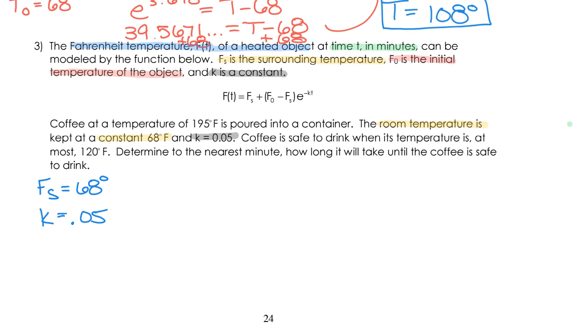Then it says coffee is safe to drink when its temperature is at most 120 degrees. So that could be the temperature of the heated object.